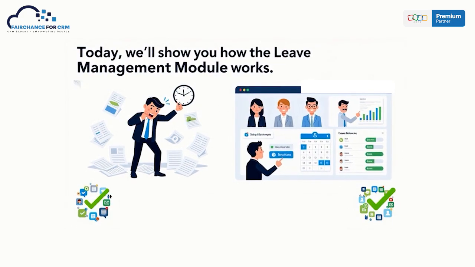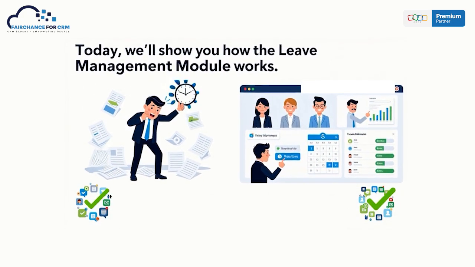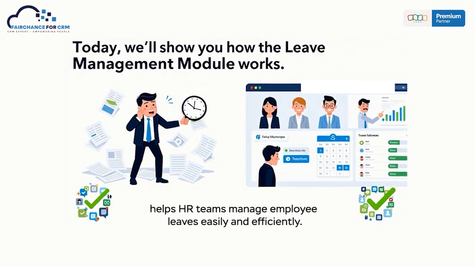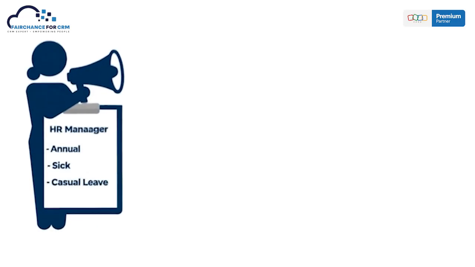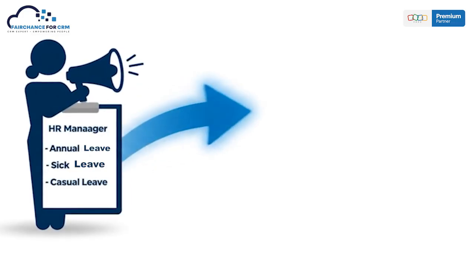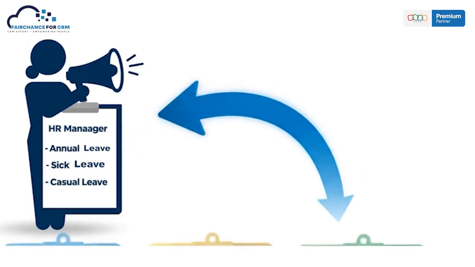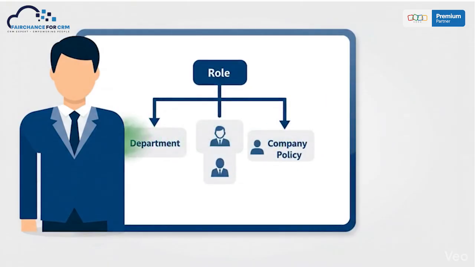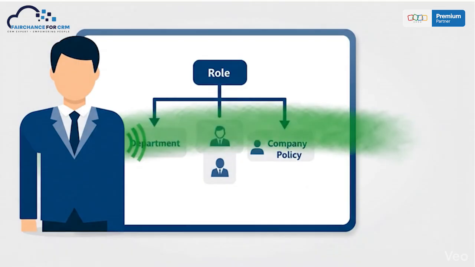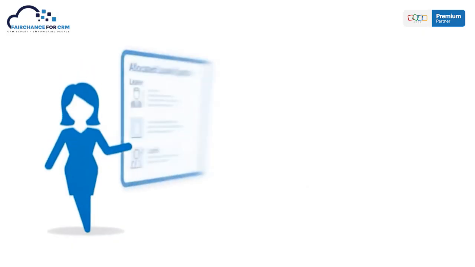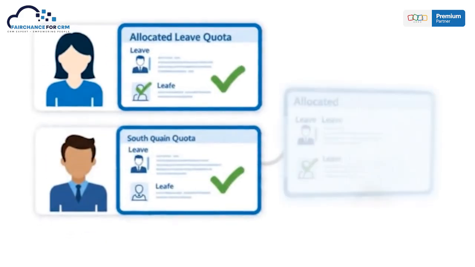So today we will show you how the leave management module works and how it helps HR teams manage employee leaves easily and efficiently. First, HR can set up different leave types such as annual leave, sick leave, casual leave, or any custom leave policy according to the company requirements. After defining the leave types, HR can assign leave balances to each employee based on their role, department, or company policy. This allows every employee to have their own allocated leave quota.